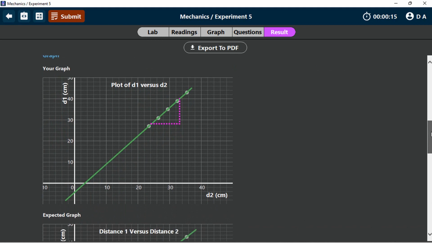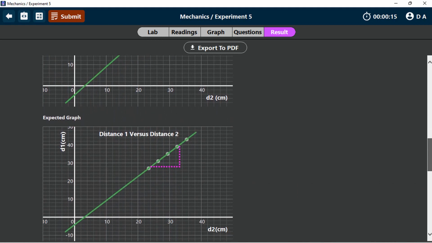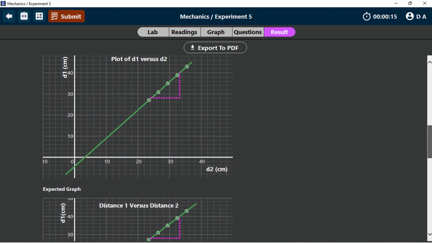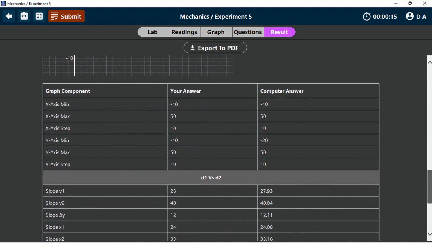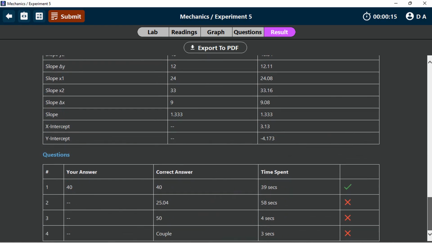This is my graph, and this is the graph of the system. Very, very close. Then we have our component and all of that. So the software grades you on every aspect. As regards the question section, we skipped some of the questions, but that doesn't really matter. That's not the focus of this experiment.